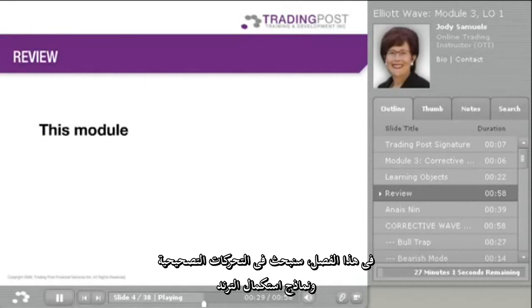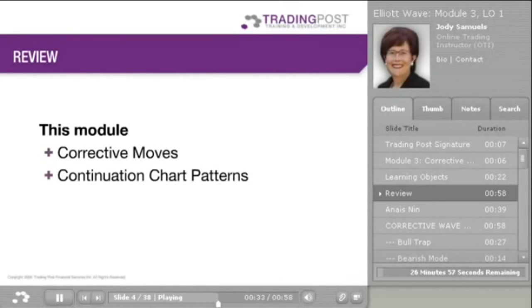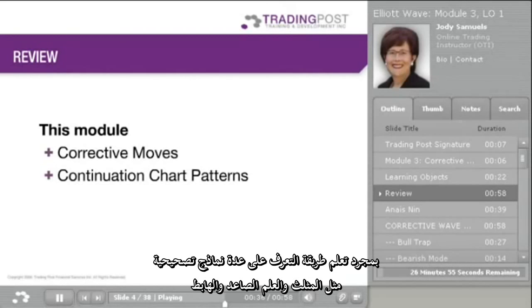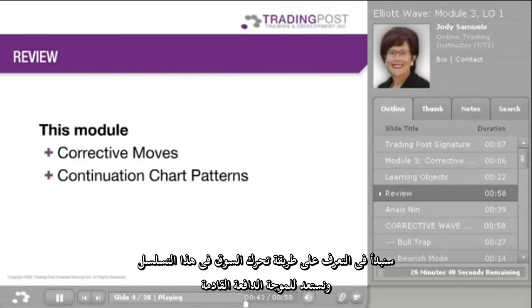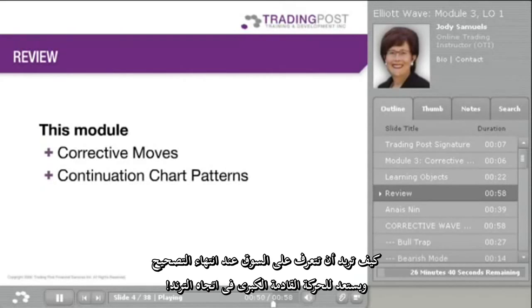In this module, we will look at corrective moves and continuation chart patterns. Once we learn to identify certain types of chart patterns, such as triangles and bull and bear flags, we will begin to identify how the market moves during these sequences and be prepared for the next impulsive move. How would you like to be able to recognize when the market has finished correcting and is ready to make its next big move in the direction of the trend?